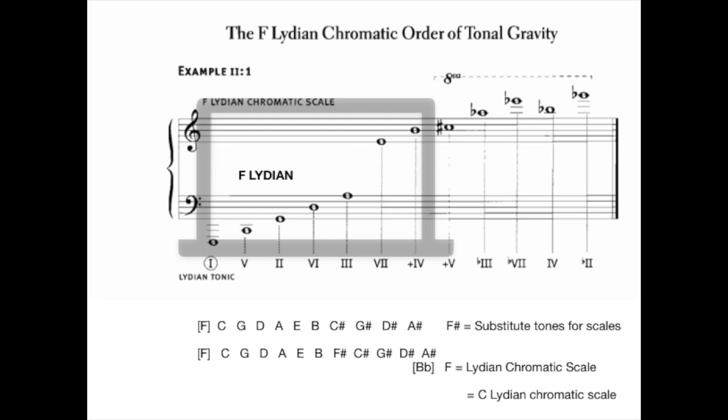If you look below this diagram, you will see the F, C, G, D, A, E, B, C sharp, G sharp, D sharp, A sharp, F sharp. Well, the F to the B is the F Lydian scale. The other notes are the substitute notes to build other scales. If you look below it, you will see F, C, G, D, A, E, B, F sharp, C sharp, G sharp, D sharp, A sharp, which will make F Lydian. Or if you start from the C, you will have C Lydian, a complete 12-tone chromatic scale.